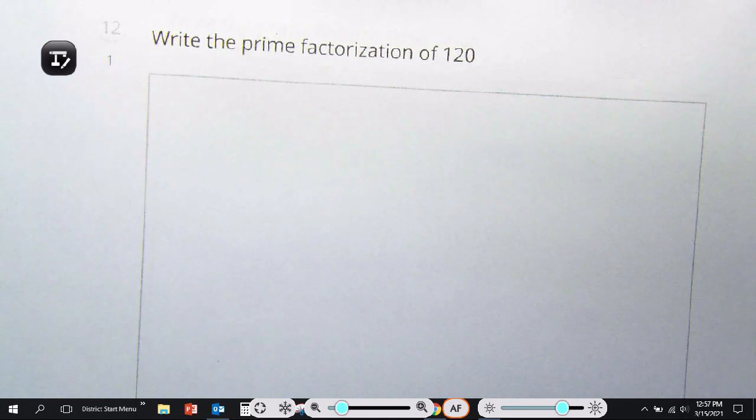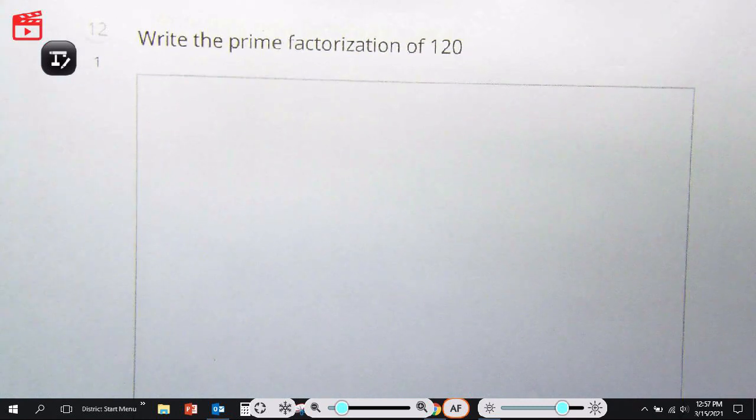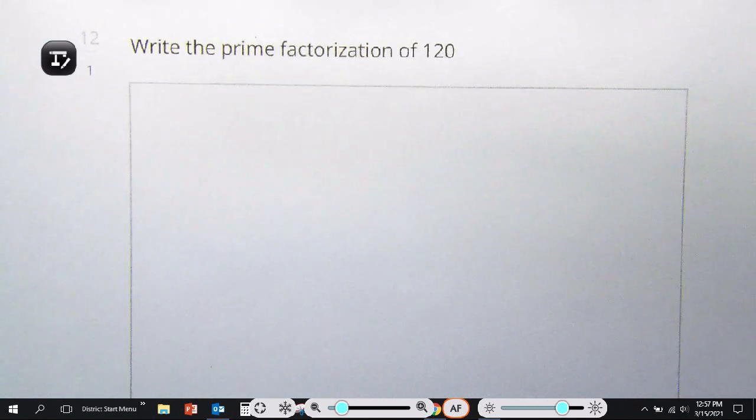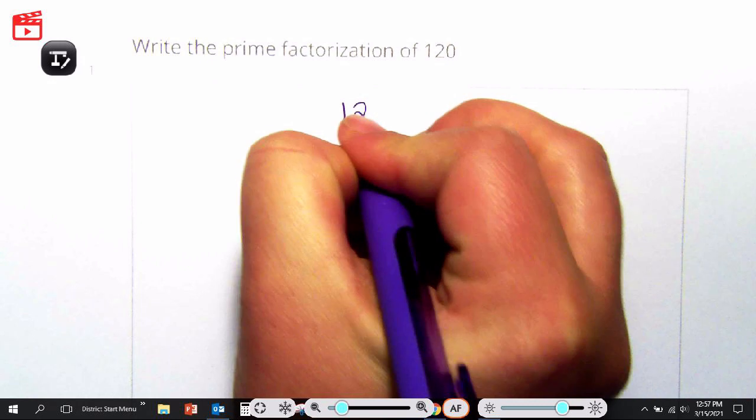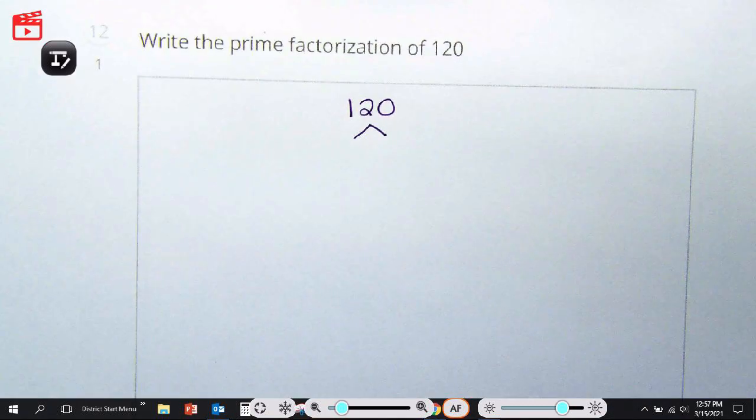Write the prime factorization of 120. So here is where you need to go to, I think if you're in my class, I will post this, but if you're not in my class, you would need the prime factor chart in order to know what your prime numbers are. Remember, prime numbers are numbers that have factors of 1 and itself. For example, 1 and 3 are the factors of 3. Two different numbers, but one of them is 1. So if we want to do prime factorization of 120, you start out with the factor tree.